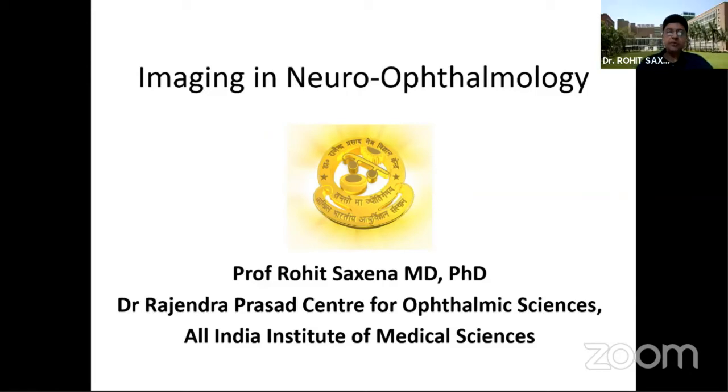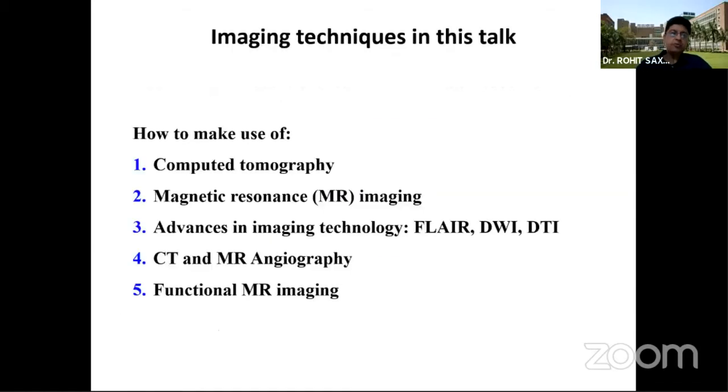Yes. Okay, thank you. So I'll be talking about imaging in neuro-ophthalmology, and after a particularly beautiful localization by Dr. Mahesh, I would just be talking about what options we have for imaging and how we should approach it. So we'll talk about the various investigations available. We have a CT scan, we have an MRI, and we have advances in imaging technology beyond basic CT and MRI. You have FLAIR, DWI, DTI, a lot of alphabets, which make us learn something more rather than just our ABCDs. And then, of course, CT and MR angiography and functional MRI.